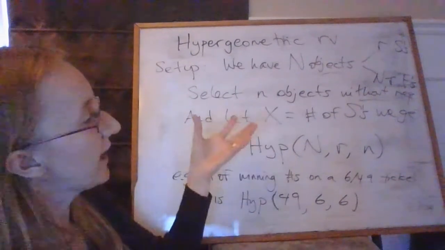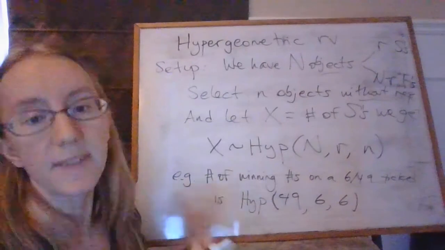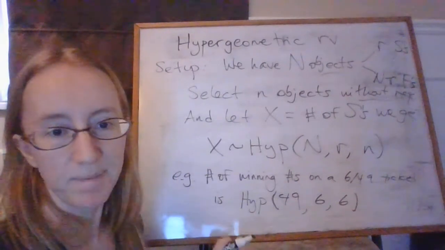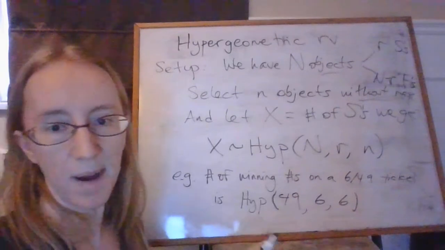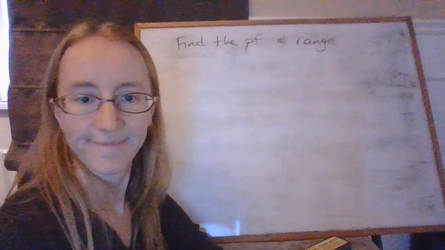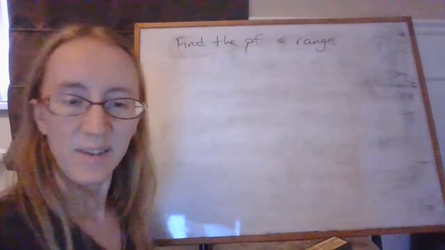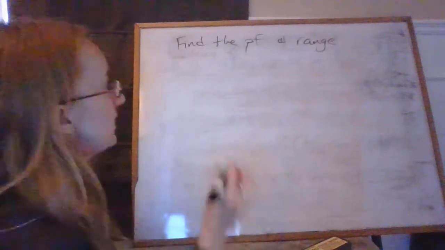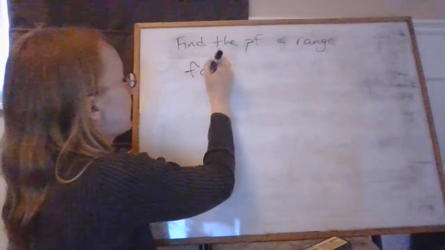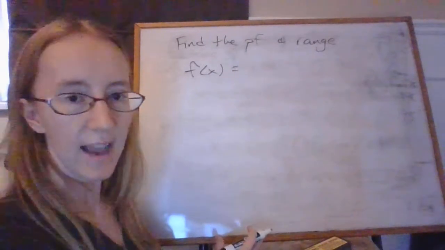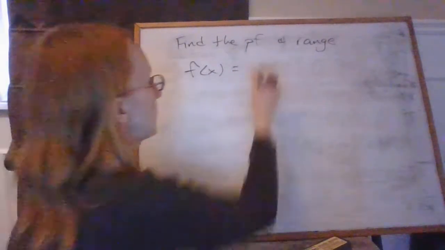And if we're doing that, and we're counting up the number of successes that we obtain, that makes it a hypergeometric random variable. All right, next we'll talk about the probability function and the range. Give me a sec to erase. Okay, so we want to find the probability function for the hypergeometric random variable. That's going to be little f of x. And remember, by definition, that's the probability that the random variable X takes on the value little x.